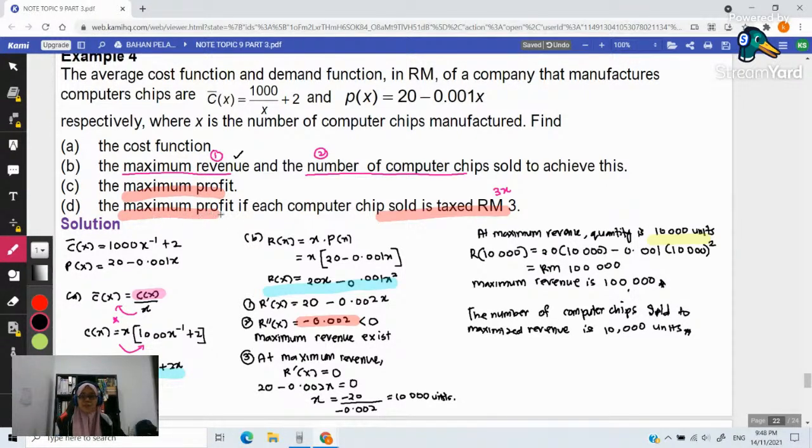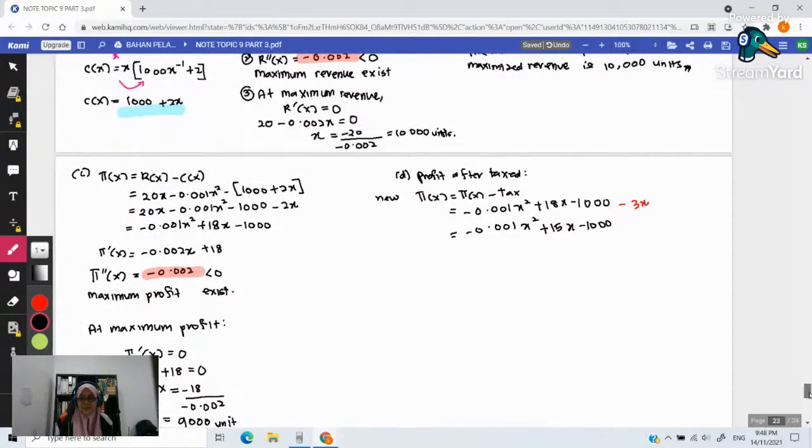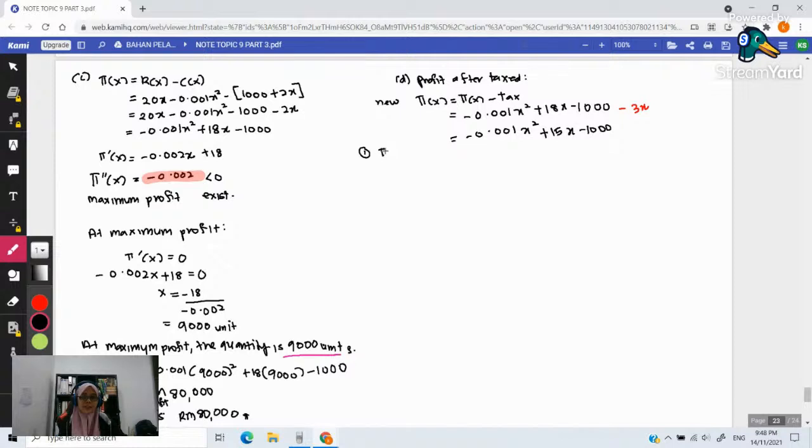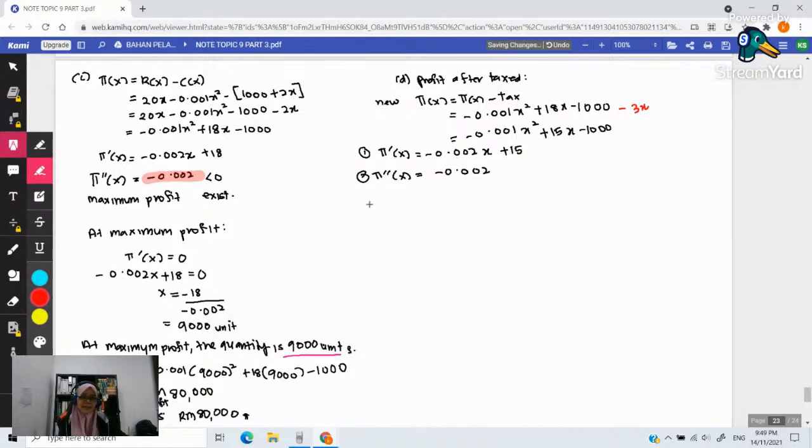When the question says maximum profit, we need to follow 3 steps. What's the first step? We need to differentiate, find the first derivative. Copy the power and bring it in front, so that is negative 0.002x to the power of 2 minus 1, which is x to the power of 1, plus 15. And then what is your second step? The second derivative, which is equal to negative 0.002. Since the second derivative is a constant, we can directly conclude it is less than 0. Therefore a maximum profit exists.